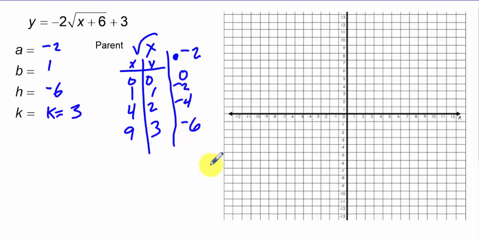And now let's see what happens in the graph. So with my h and k, I'm going to go back 6, and I'm going to go up 3. I'm going to put the crosshairs and plot the origin point of (0, 0). Then here are my x movements. Here are my new y movements. So I'm going to go over 1 but down 2. I'm going to go over 4 and down 4. And then I'm going to go over 9 and down 6.